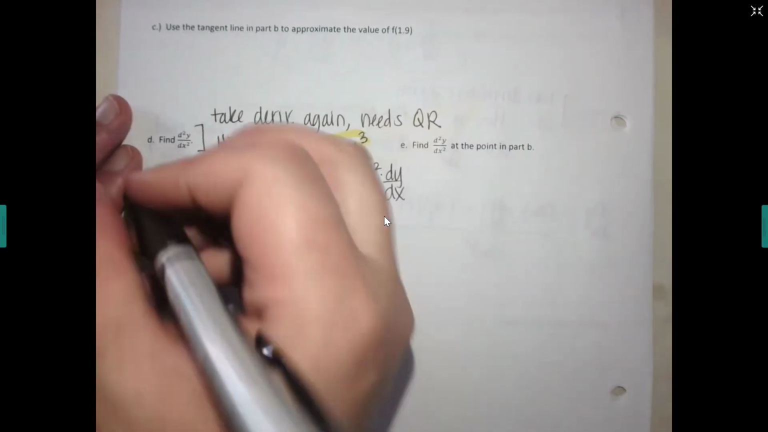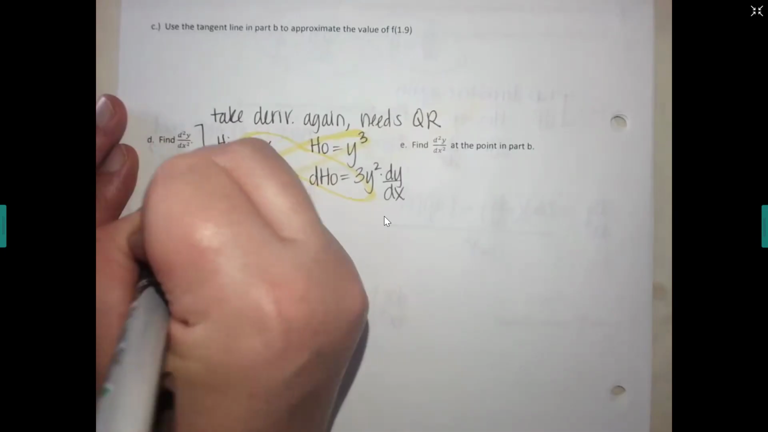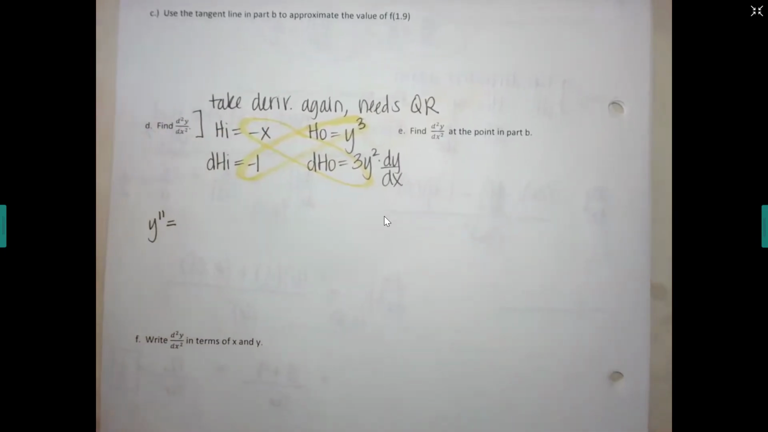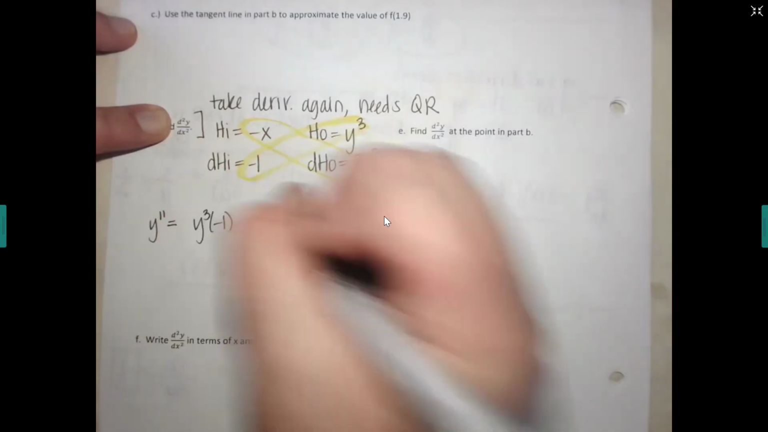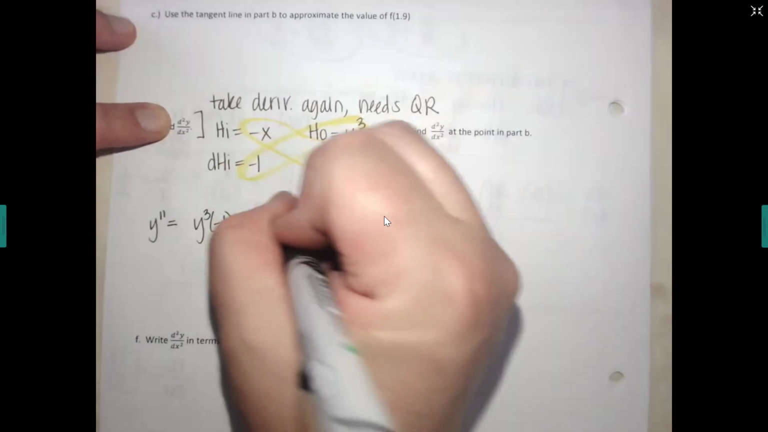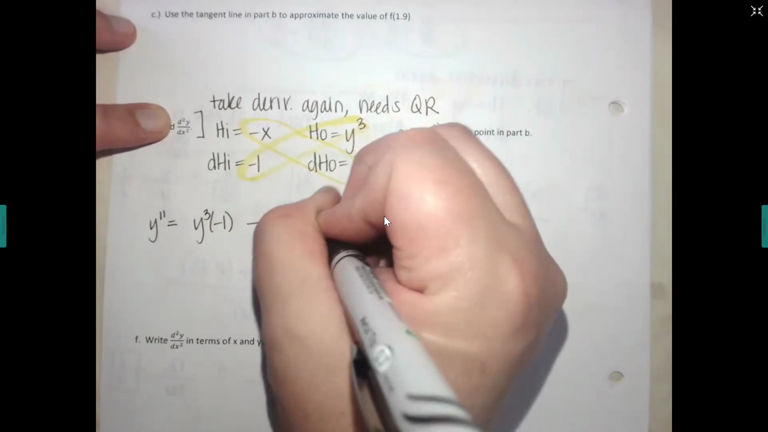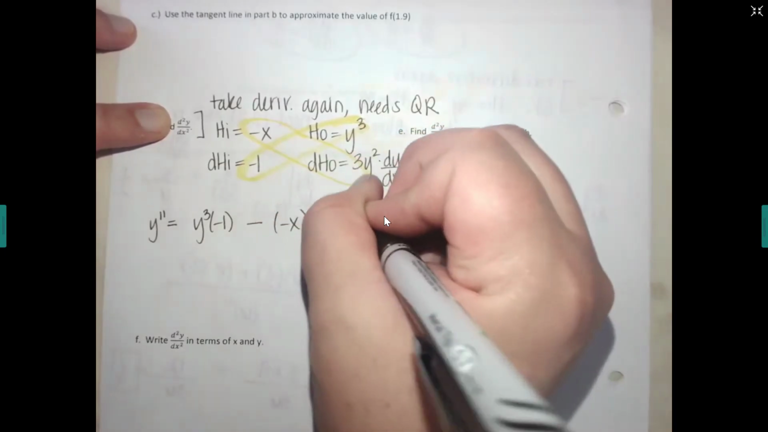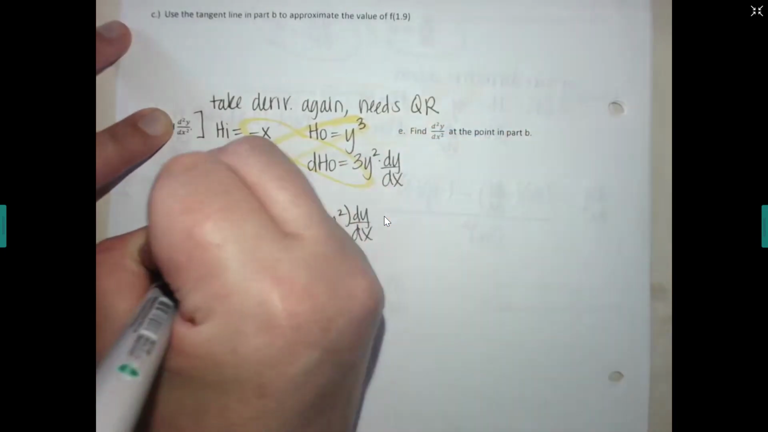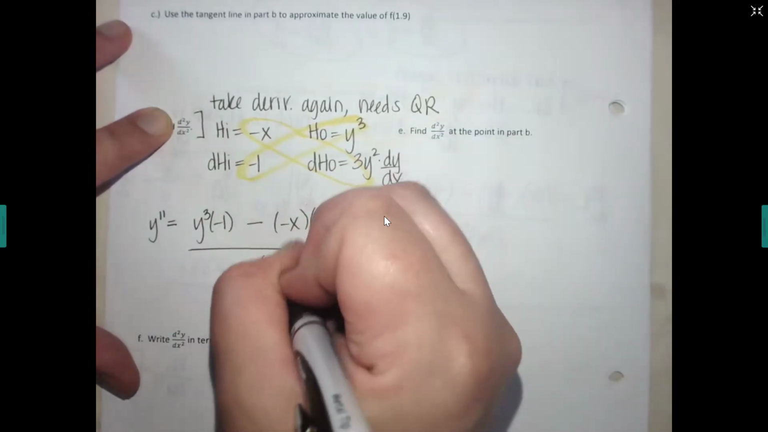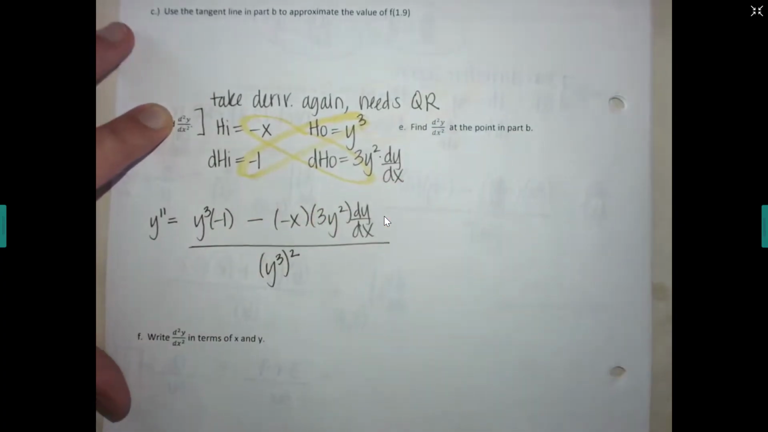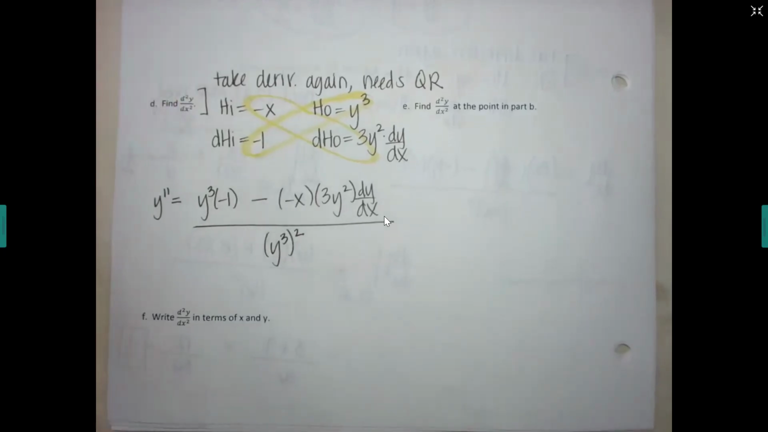Okay, if you want to write it as y double prime, that's okay. Because remember, that's the exact same thing as this notation. So ho d high would be y cubed times a -1, minus a negative x times a 3y squared dy dx. And then on the bottom, we have a ho squared, which would be y cubed squared.